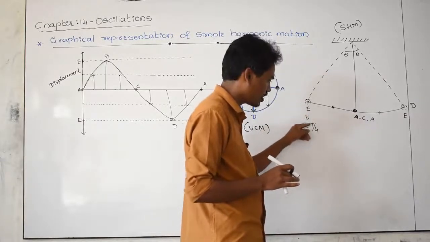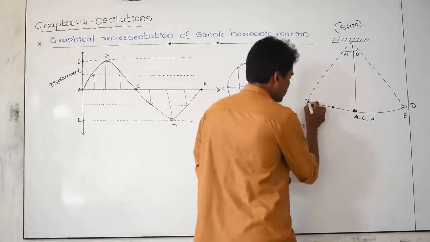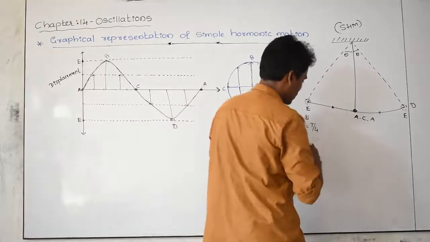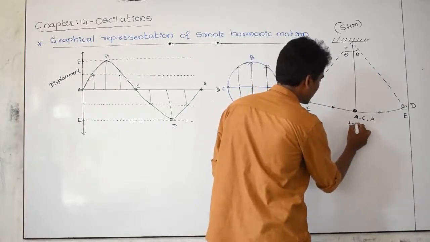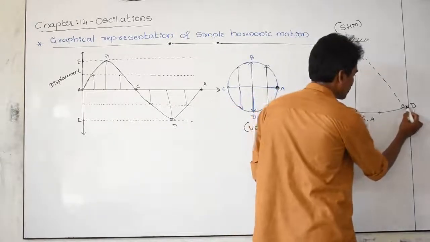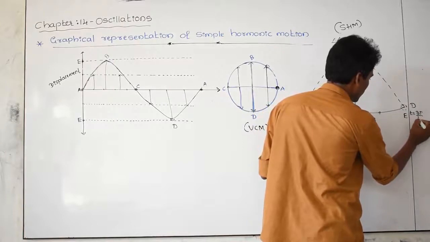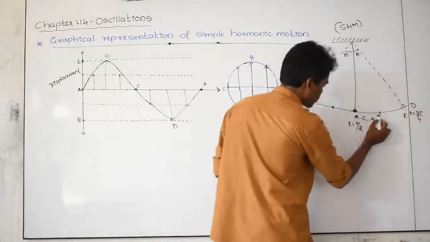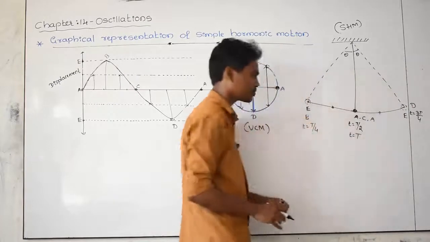Small t is equal to T by 4. And again, if the body is moving from this point to this point, then what is the time taken by the body? Then small t is equal to T divided by 2. And if it is moving from here to here, the time is equal to 3T divided by 4. Again the body is coming back to this point, the time t is equal to capital T.